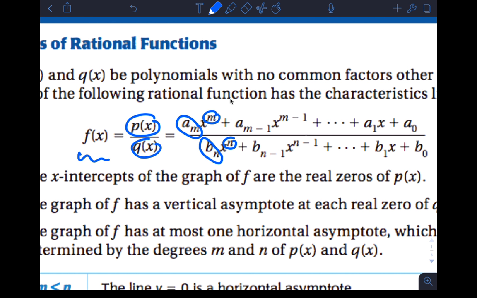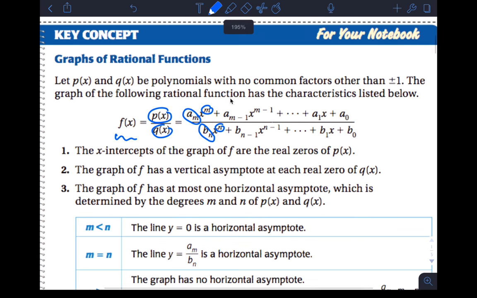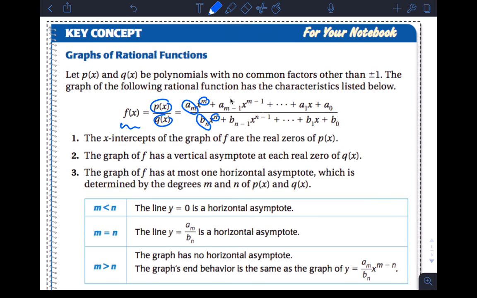So basically, if you can find all those pieces of information in the provided function, then you can follow the set of steps given in the textbook to graph the rational function. So the first step is, again, find the x-intercepts by finding the real zeros of p of x. So that means take the top function and solve it for x and see what the real zeros are. Those are the x-intercepts. Step 2 is the graph of f has a vertical asymptote at each real zero of q of x. You take the denominator polynomial q of x, you solve that, and all the real zeros are vertical asymptotes.